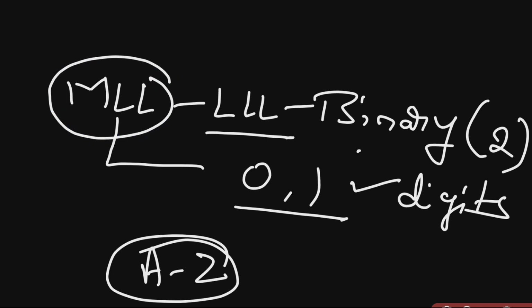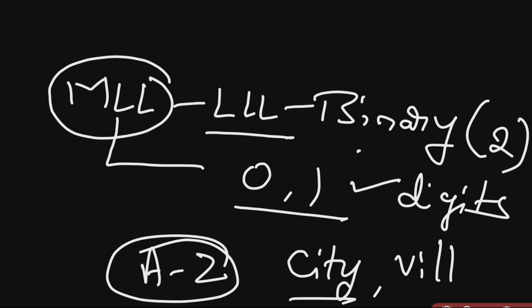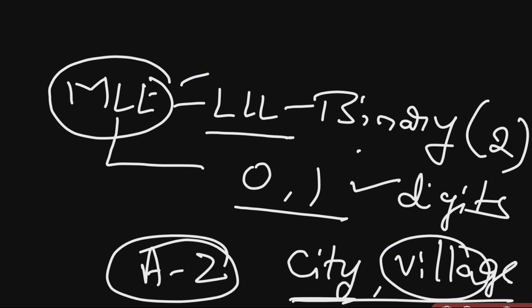For example, I write city. Okay, I write village. See, we have used different alphabets. If I write city in machine level language, if I write village in machine level language, I have to use only zeros and ones. You might be wondering, how can I write city and village in zeros and ones? We will understand it in the next video. That is machine level language.